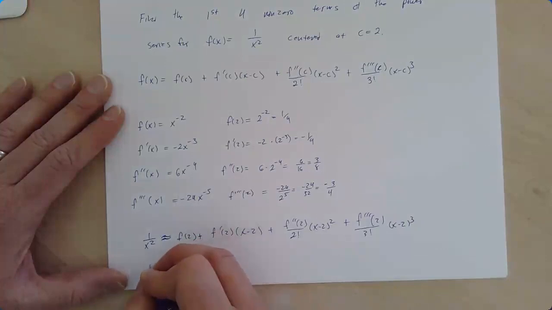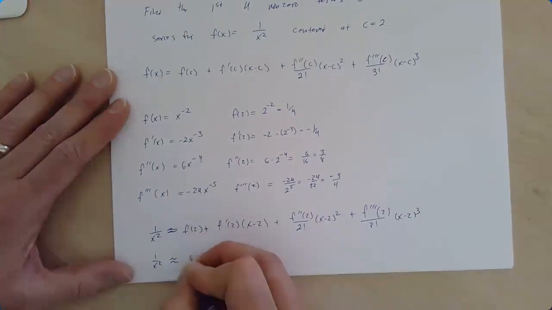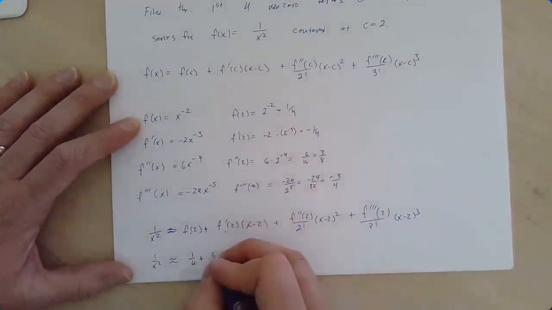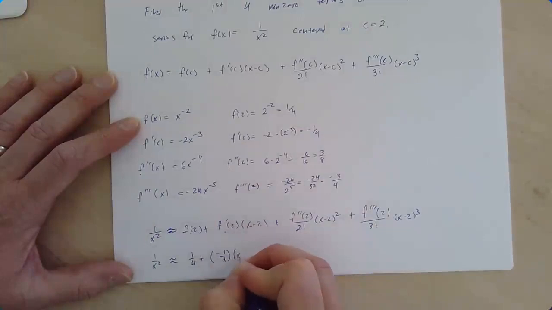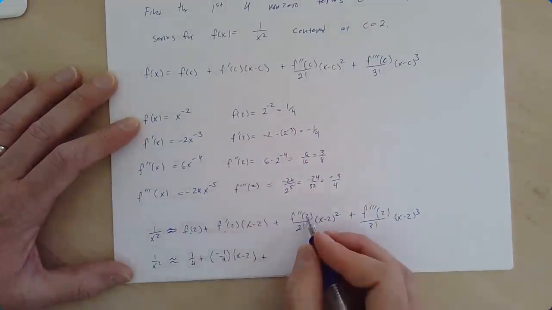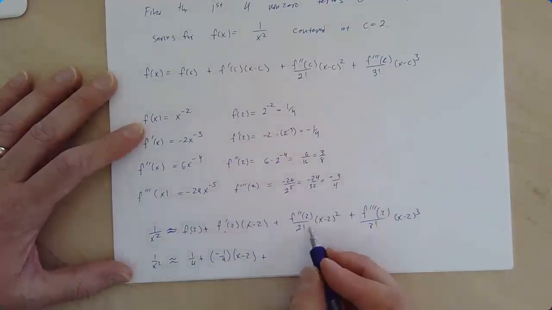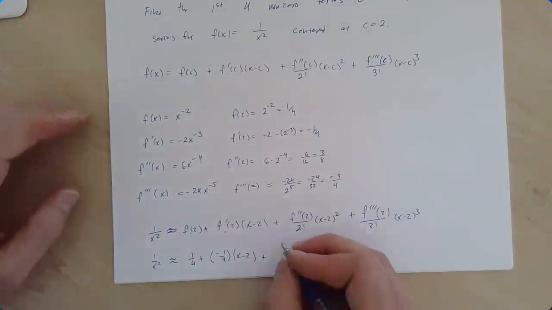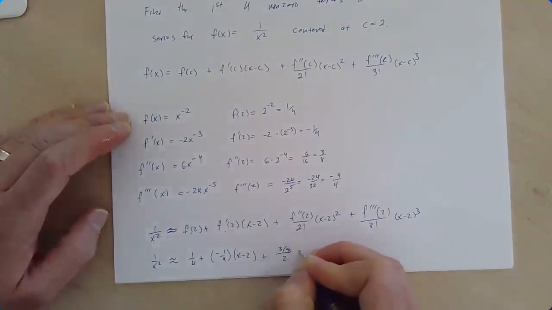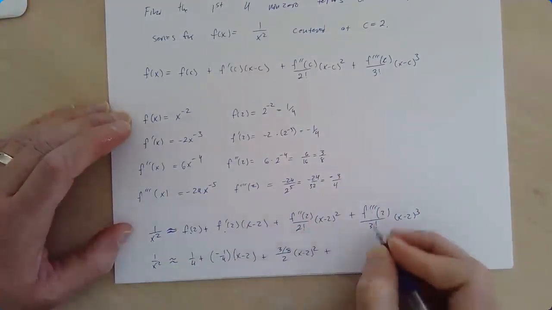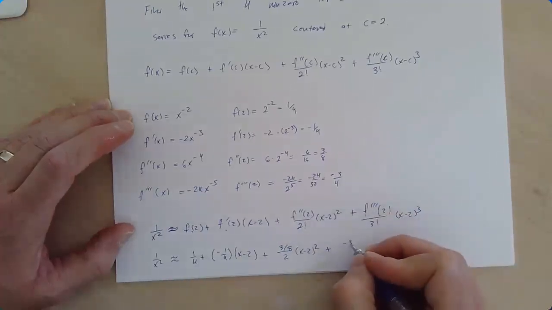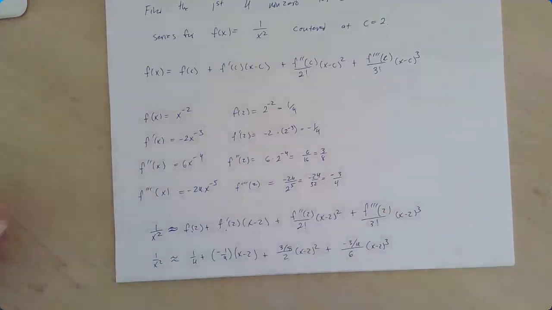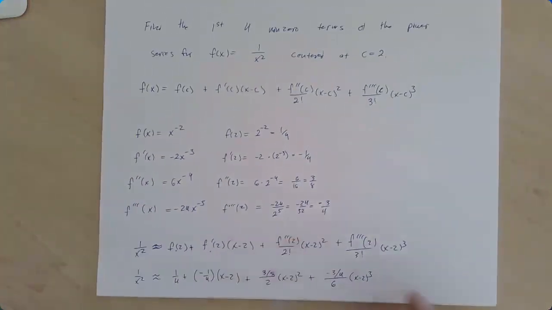So we're approximately getting that 1 over x squared is equal to, let's see, f of 2 is 1/4. F prime of 2 is negative 1/4 times x minus 2. F double prime of 2 is 3/8 divided by 2 factorial. When I start simplifying this, I would probably write just 2 instead of 2 factorial. I'm going to have 3/8 over 2 times x minus 2 squared. And then f triple prime of 2 is negative 3/4 over 3 factorial, which is 6, times x minus 2 to the third. And depending on how much simplification someone was looking for, I might stop there.